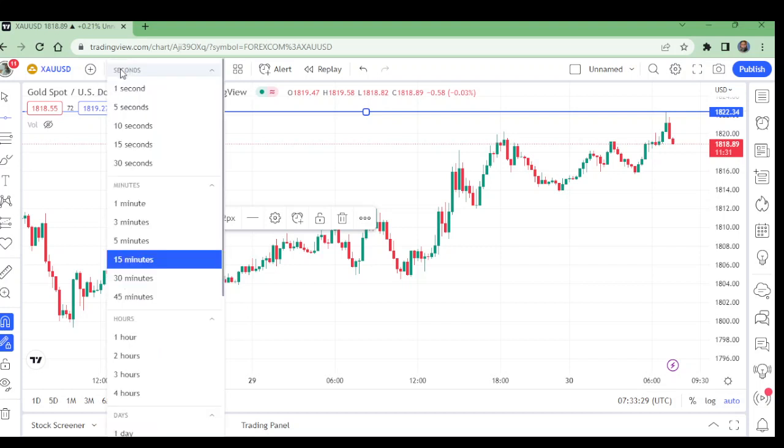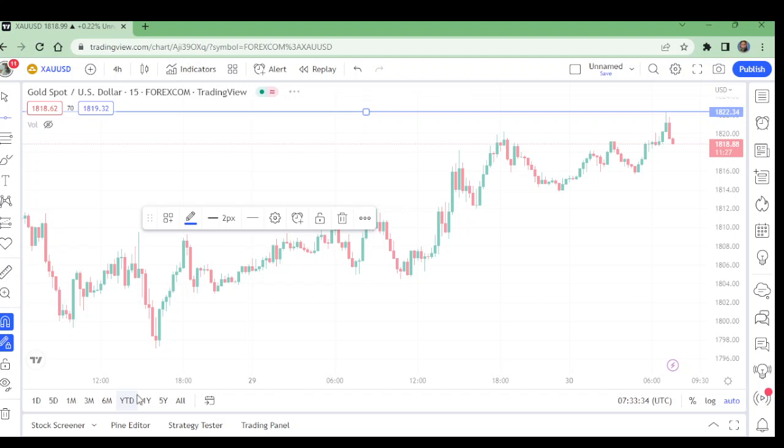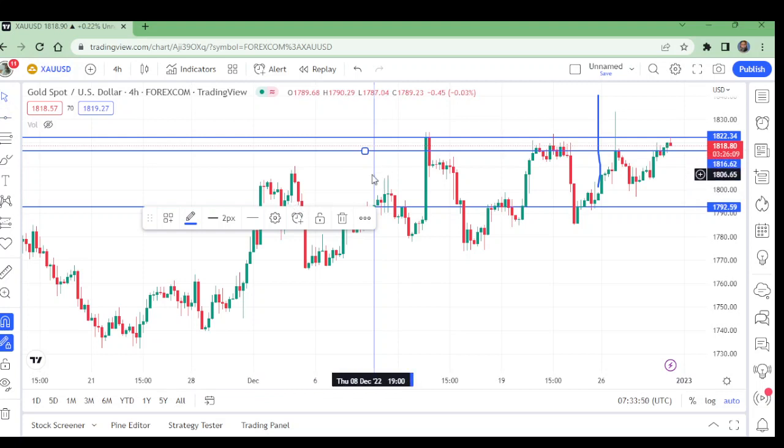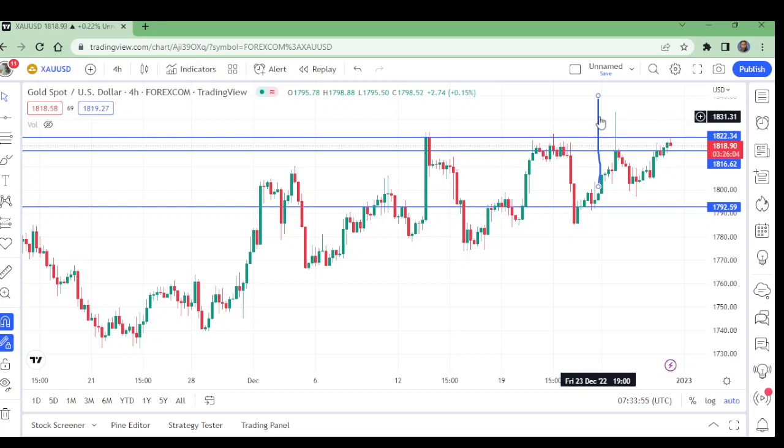Now let me put the 4-hour time frame and find the other stop loss or take profits. Now let me clear this one, the previous. Now what are the possible take profit options?